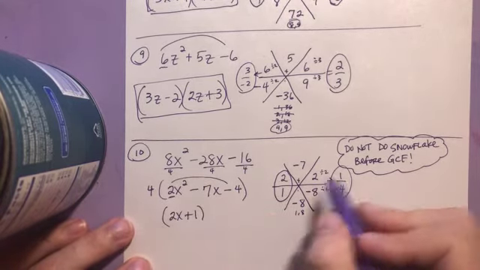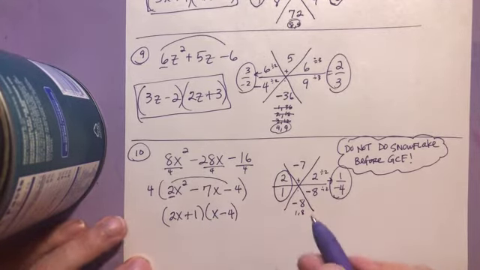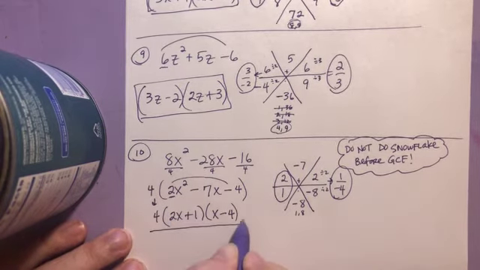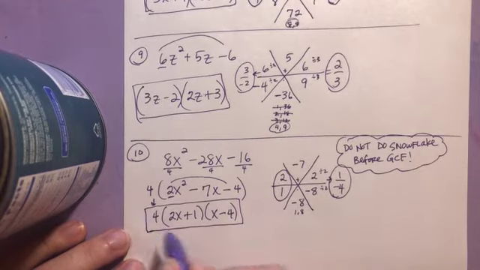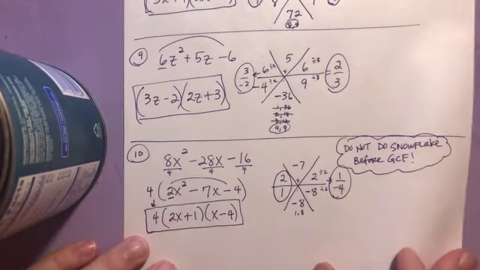Top to bottom, left to right. And then 1x minus 4. Now, I don't have to write the 1, but you can if you want. Don't forget your 4 from the front. There you go. That's how you do that problem.